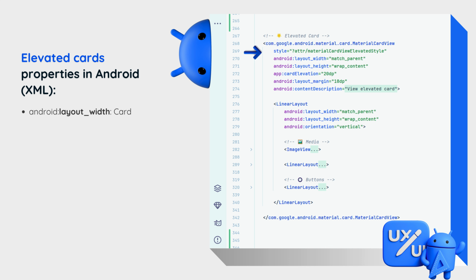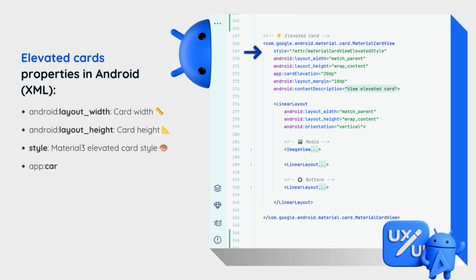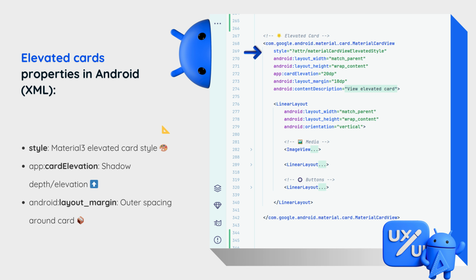Elevated card properties in Android XML. Android layout width sets the card's width. Android layout height defines the card's height. Style applies the Material 3 Elevated Card style. App card elevation controls the shadow depth. Android layout margin adds space around the card.